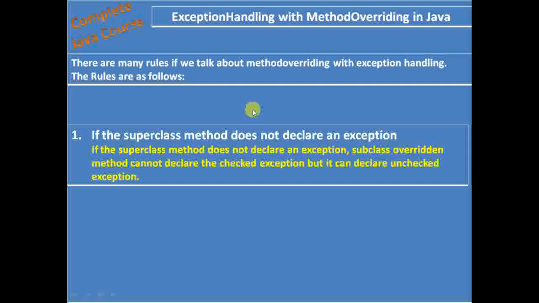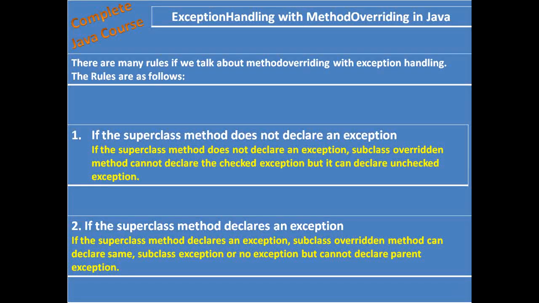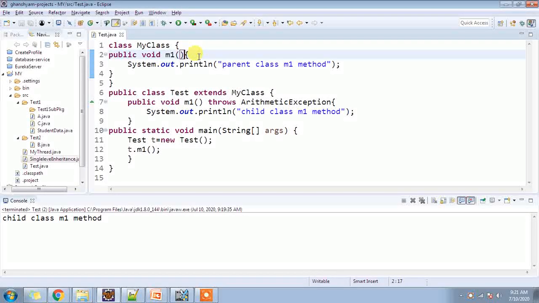Okay, now I think you understand the first point. Now understand the second point. The second point says that if the superclass method declares an exception, the subclass overridden method can declare the same exception or a subclass exception or no exception, but cannot declare the parent exception. So let's understand this point with an example.